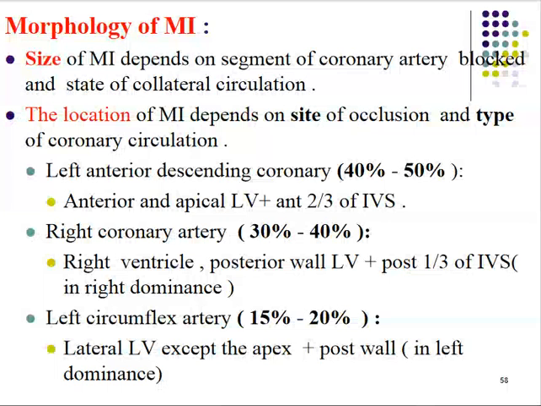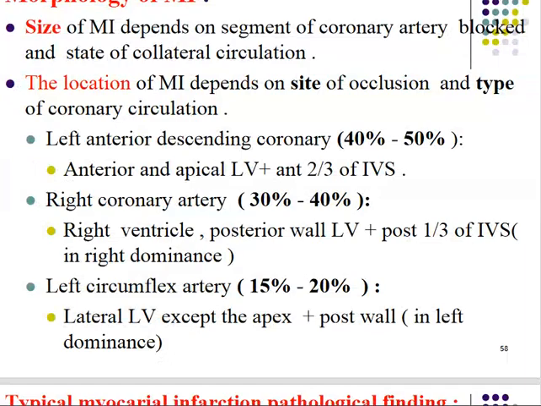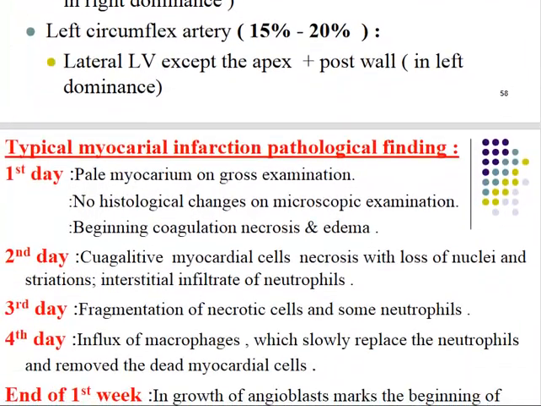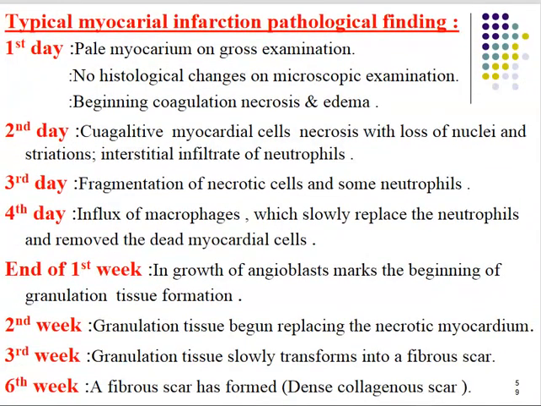The size depends on the collateral circulation and on the type of the coronary vessels that are involved. Regarding the morphological and pathological changes seen in the myocardium during infarction, depending on the time: on the first day of infarction, the myocardium will be pale on gross examination, with no histological change on microscopic examination, except the beginning of coagulative necrosis and edema.